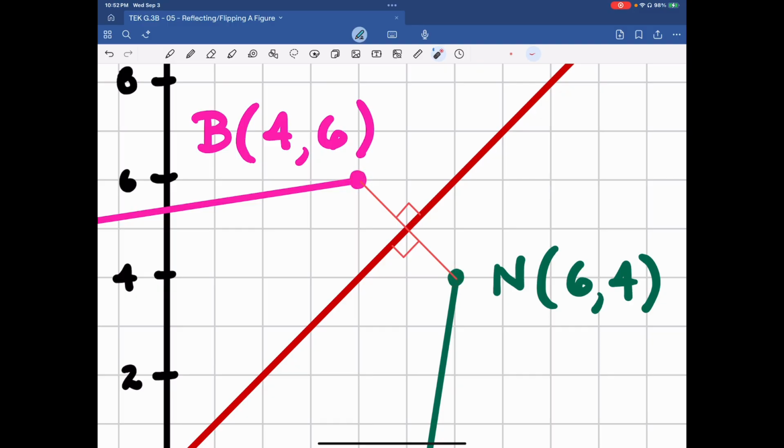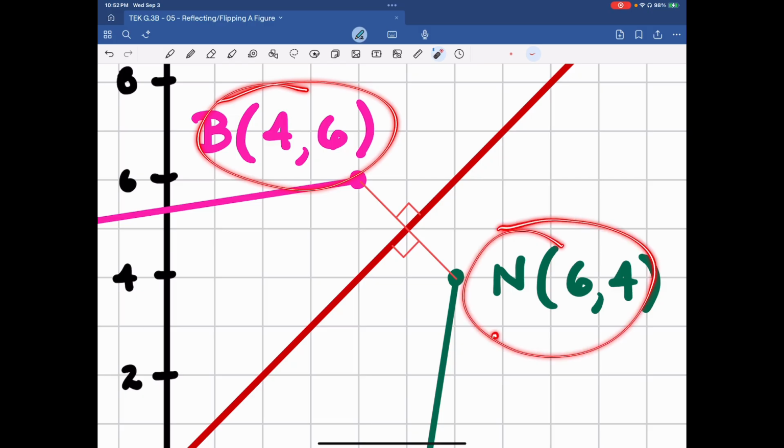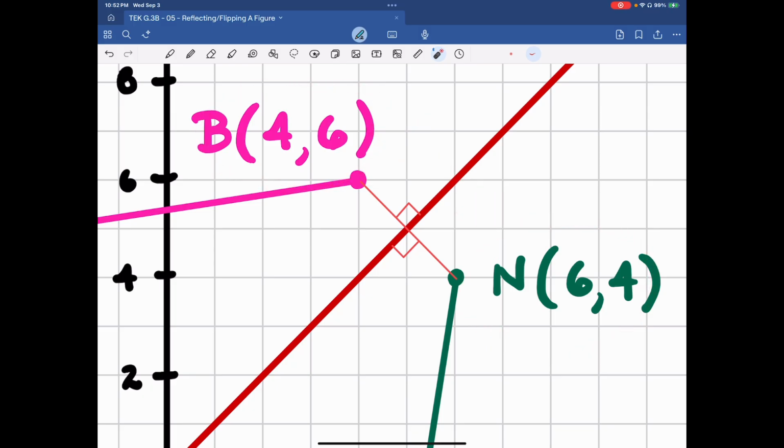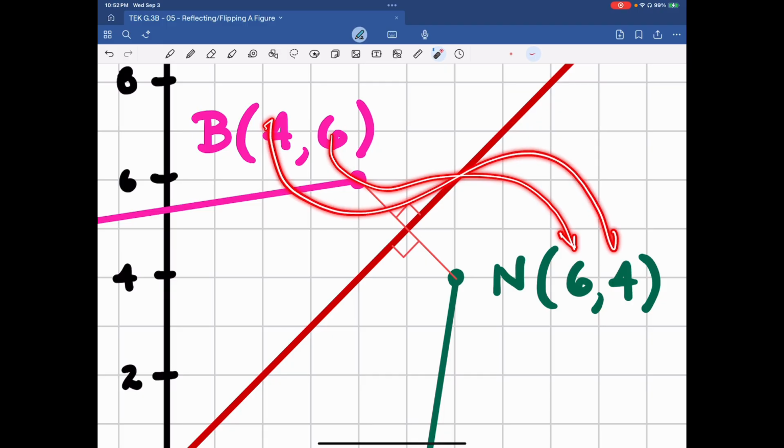Now, take a gander at this, okay? If you look at B and you look at N, look what happens. Do you see a relationship between the numbers of the coordinates for B and N? Take a look at it. What do you see? If you're looking at it, you'll notice that to get from B to N, the Y becomes the X, and the X becomes the Y.